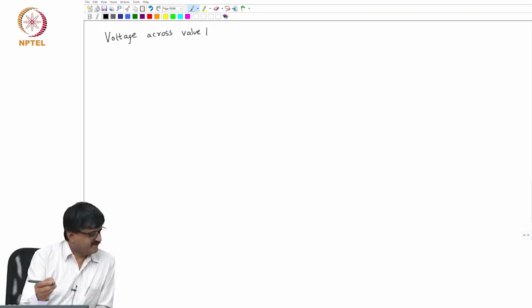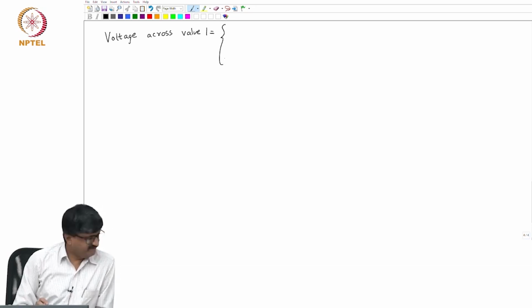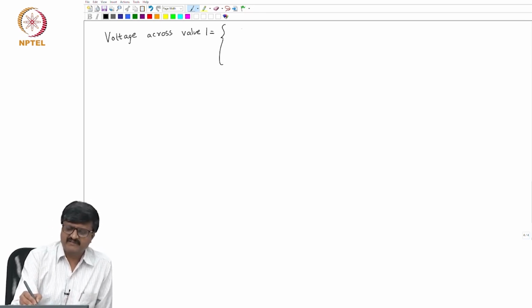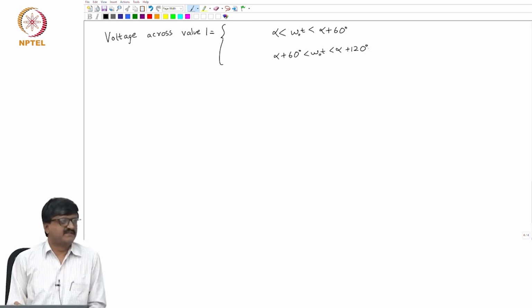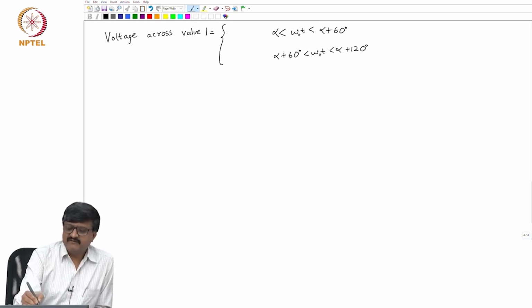So, voltage across thyristor valve. We had 6 expressions corresponding to the 6 intervals. I will just consider the first 2 intervals. The first 2 intervals are omega t greater than alpha and less than alpha plus 60 degrees, and alpha plus 60 degrees less than omega t less than alpha plus 120 degrees. So, the first 2 rows I am taking. For alpha to alpha plus 60, the voltage across valve 1 is EA minus EB.